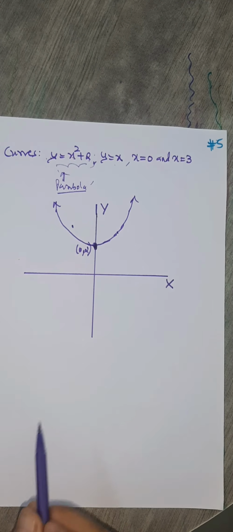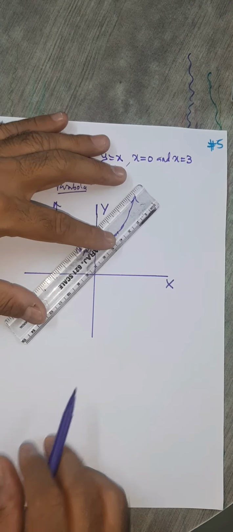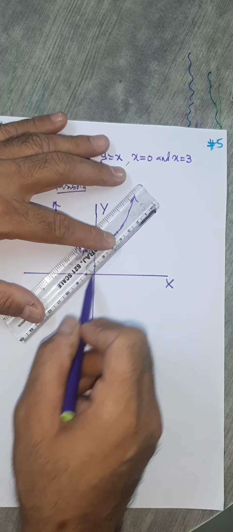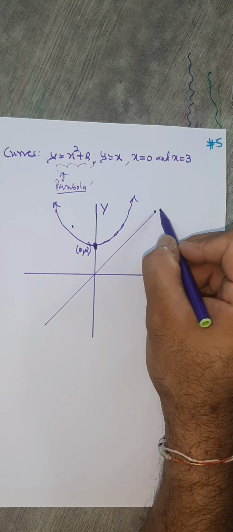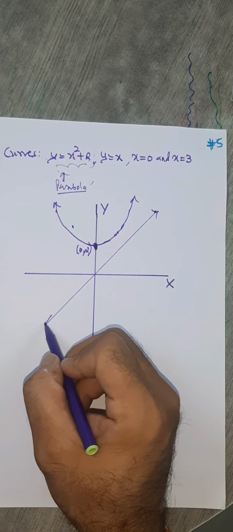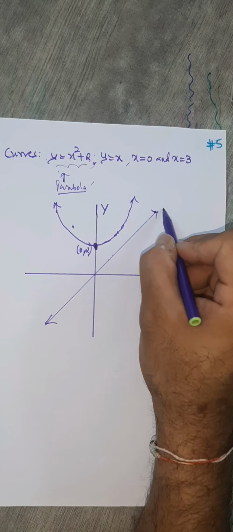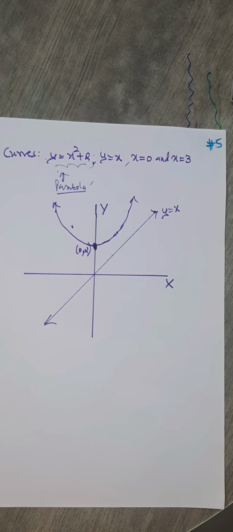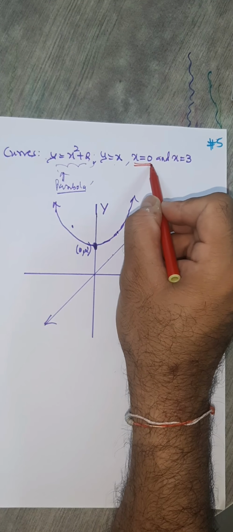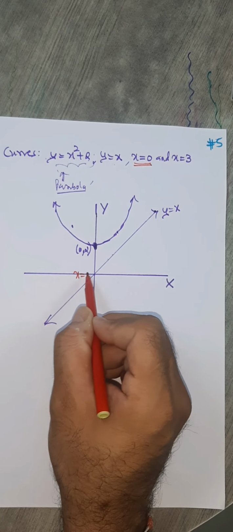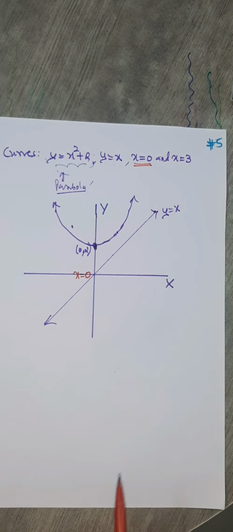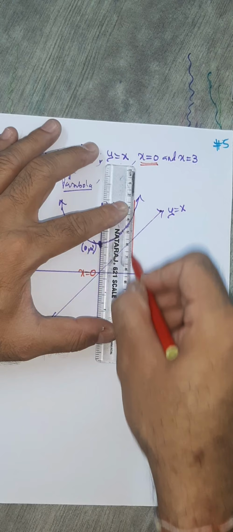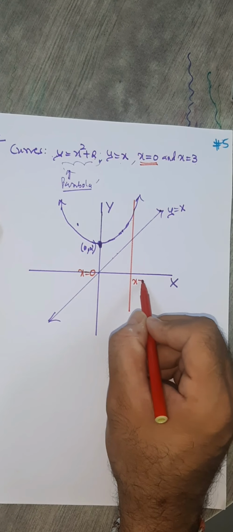What about this? This is a straight line, you know, that passes through exactly in the middle of the first and the third quadrant. You know this is y equals to x line, very standard line. 1, 1, 2, 2, 0, 0 and so on. Okay. What is x equals to 0? You know that this is y-axis. This is x equals to 0. Where is x equals to 3? Somewhere here. Let me take here for example. This is x equals to 3 line.